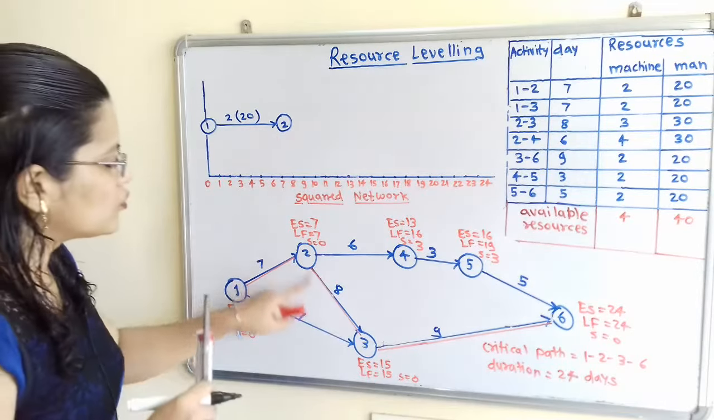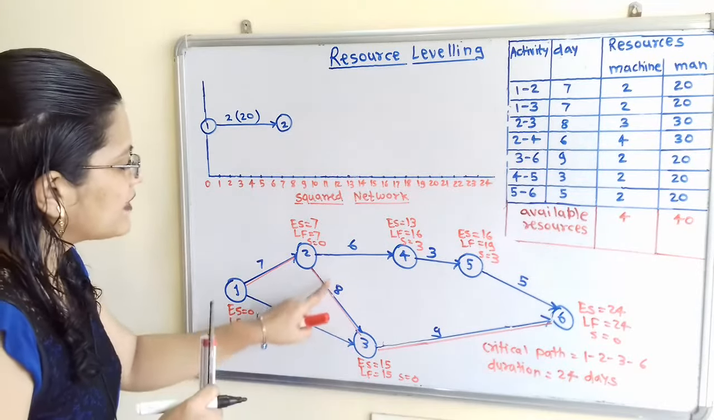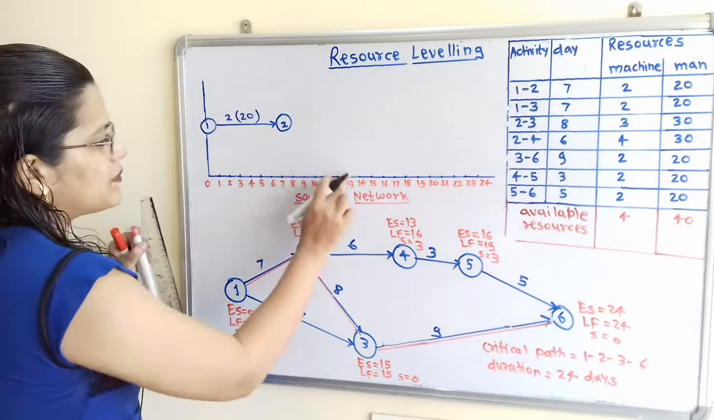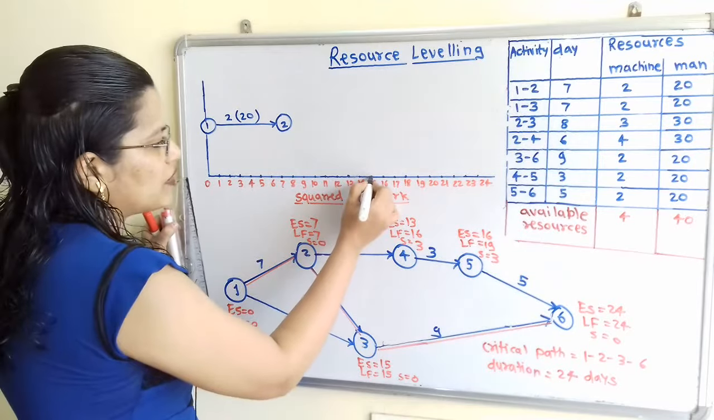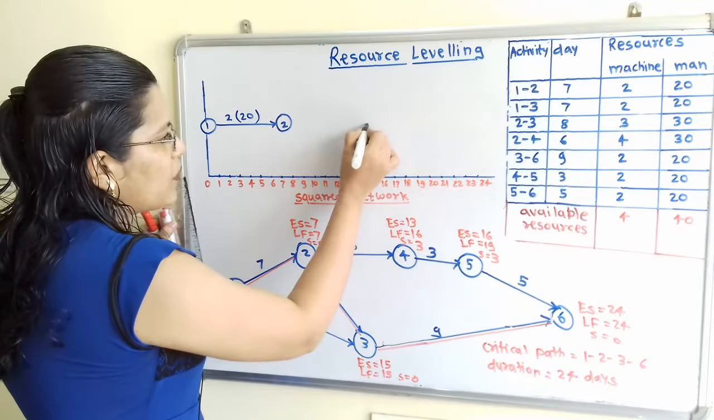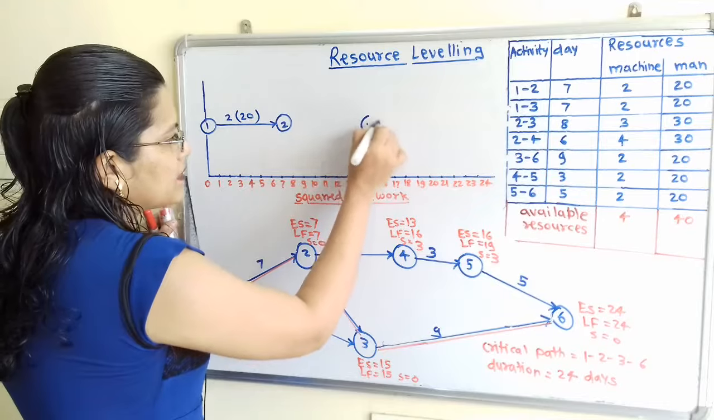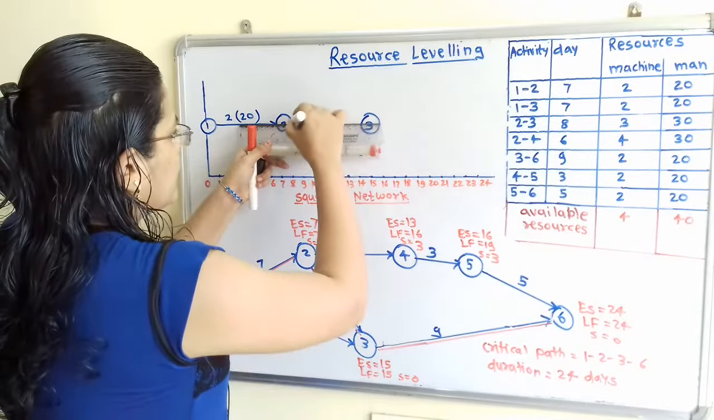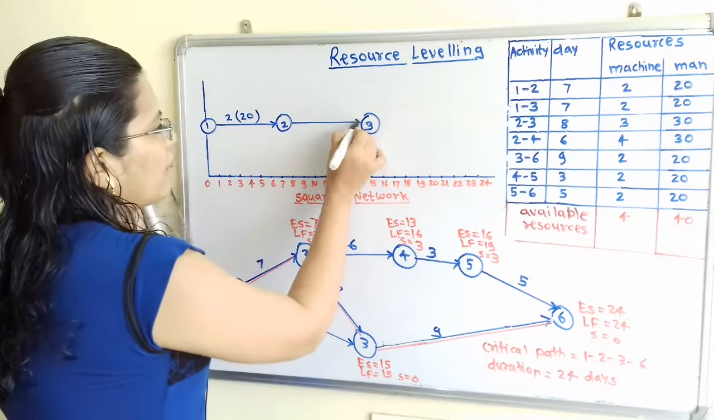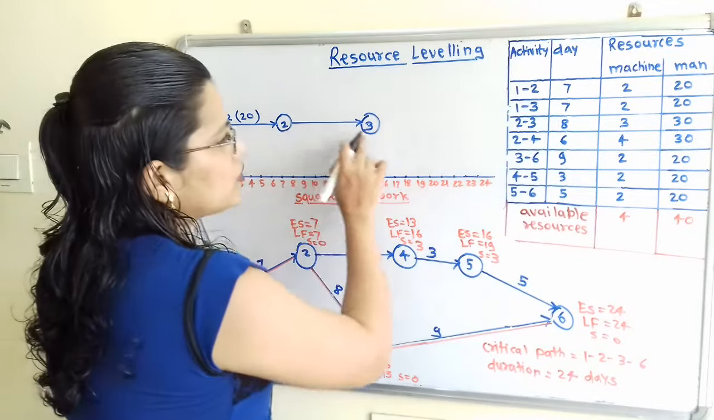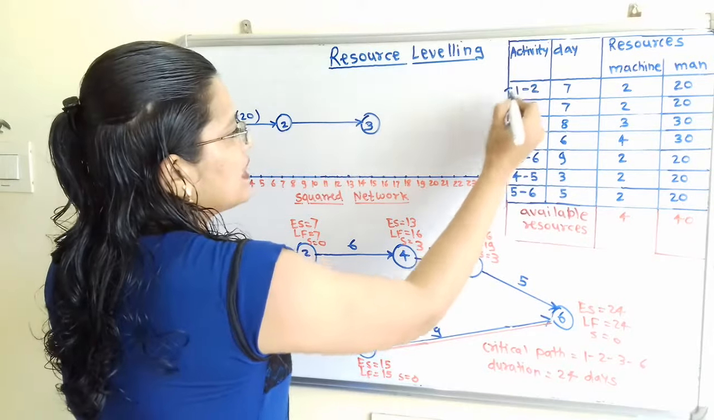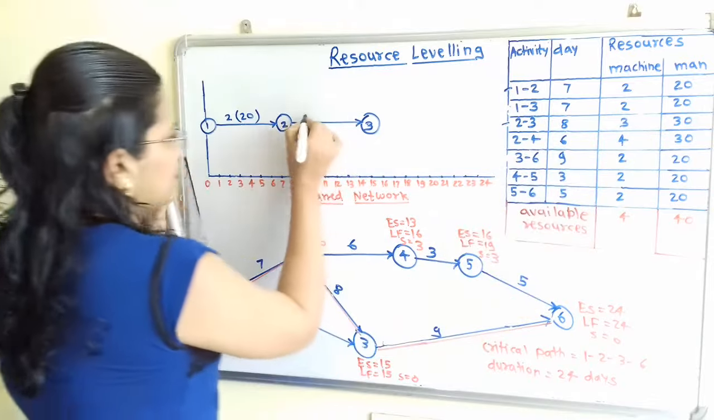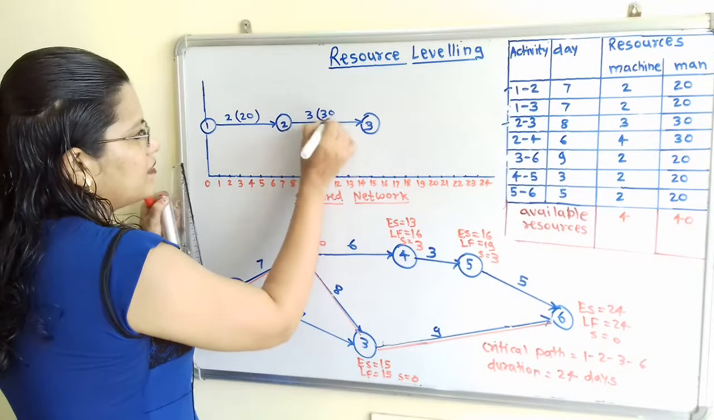Now next is 2 to 3. So 2 to 3 requires a duration of 8 days. So previous 7 days plus 8 days is equal to a total of 15 days. So I will plot here this 15. The next node is node 3. So we will show here the arrow. Now for this activity 2 to 3, I will mark here that 1 to 2 is completed, 2 to 3 is also completed, and 3 machines, 30 men. So we will plot here 3 in the bracket 30.